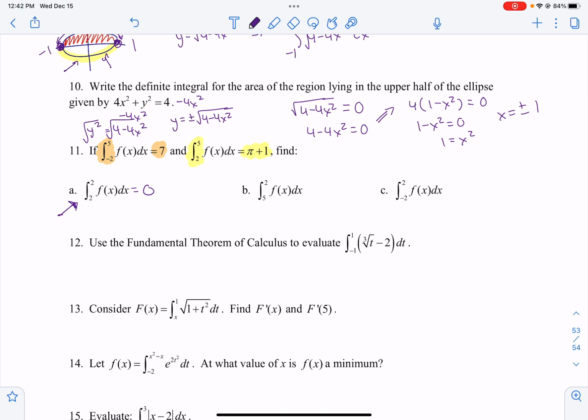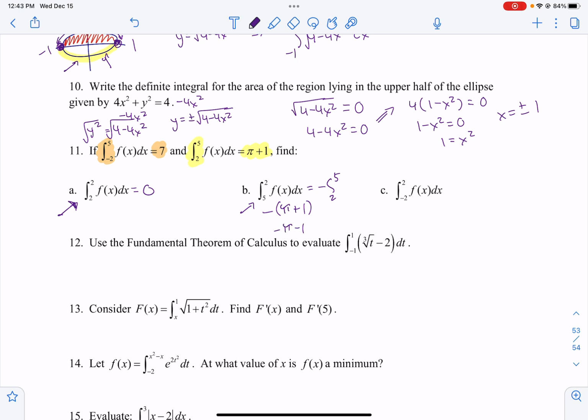When I'm going from 5 to 2, part B, well, I know that when I go from 2 to 5, it's pi plus 1. But I'm not going from 2 to 5. I'm going from 5 to 2. So I have to take the negative of that. Remember, that's the negative version of going from 2 to 5. So I would get negative pi minus 1.